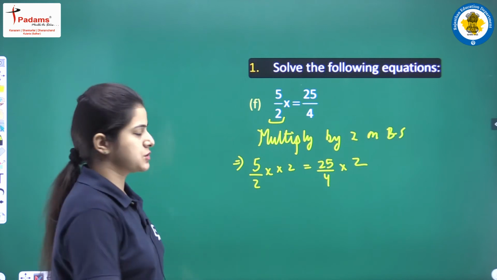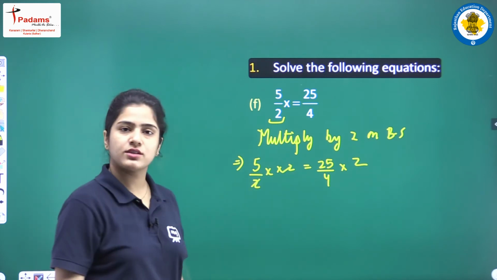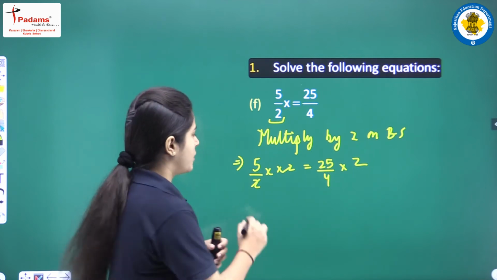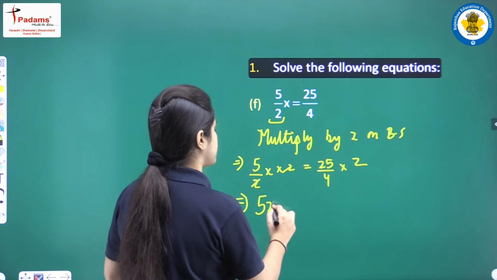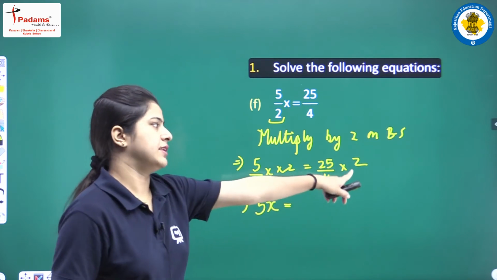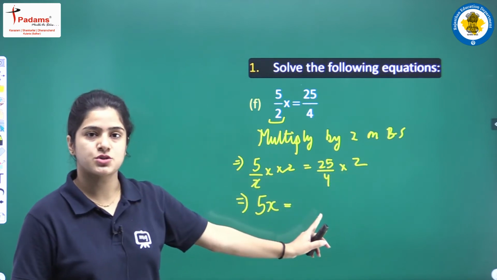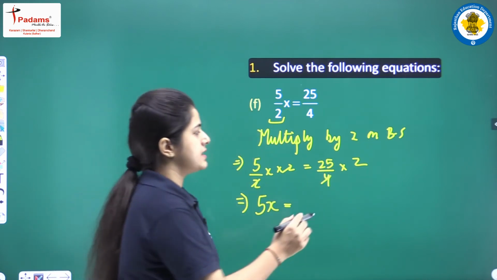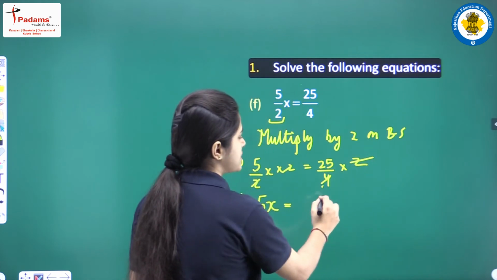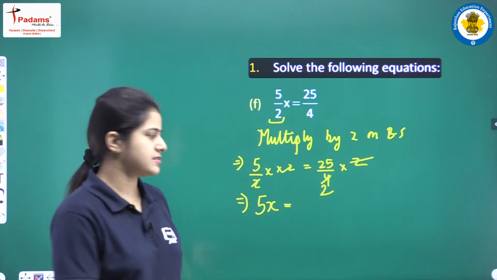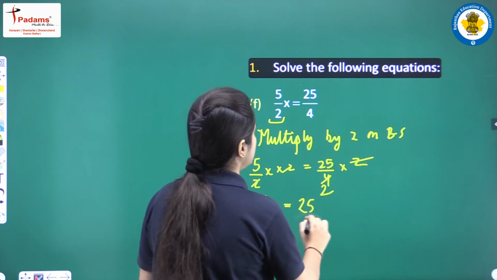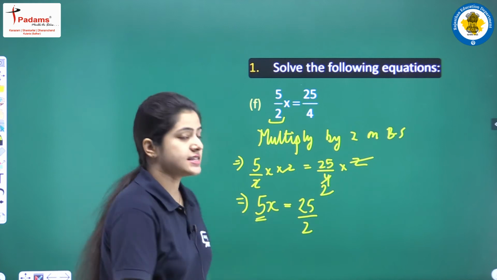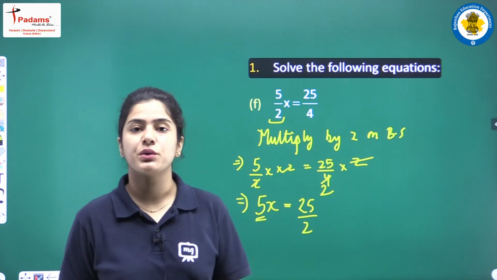Have a look here students, 2 and 2 will cancel out each other because one is in the denominator and one is in the numerator, right? What is left over here? This is 5x, that is equal to, clearly have a look, this is 2 into 1 and this is 2 into 2. So 4 will be cancelled out at the table of 2, because 2 into 1 is equal to 2 and 2 into 2 is equal to 4. Okay students, so what is left? 25 upon 2.